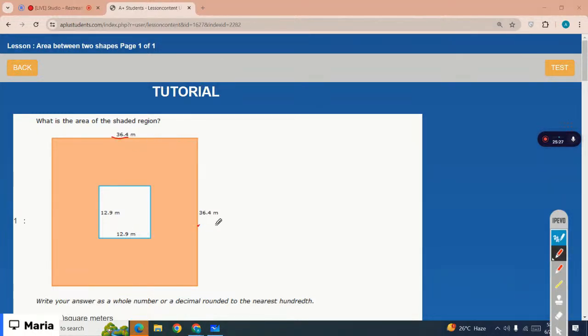So the area of the outer one, the colored portion, is 36.4 times 36.4, right? Because that is a square. That would be side times side. So 36.4 times 36.4 is 1,324.96. For the smaller one, 12.9 times 12.9 is 166.41. And just subtract, right?